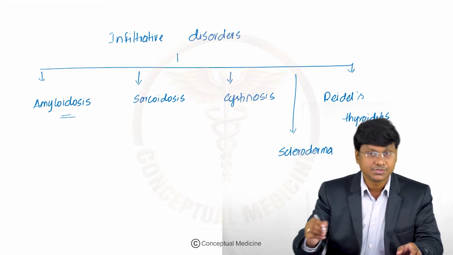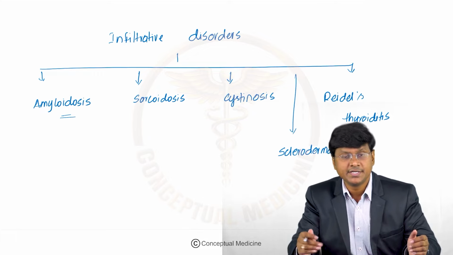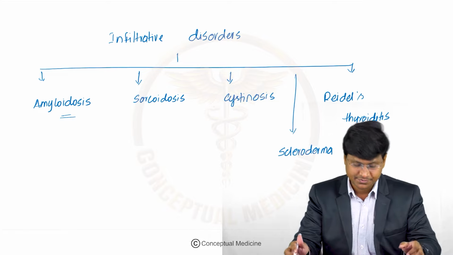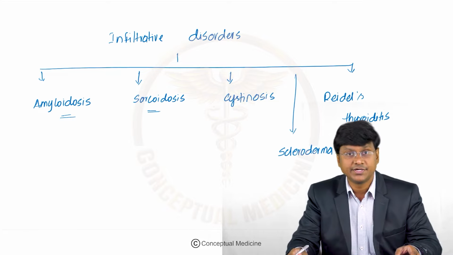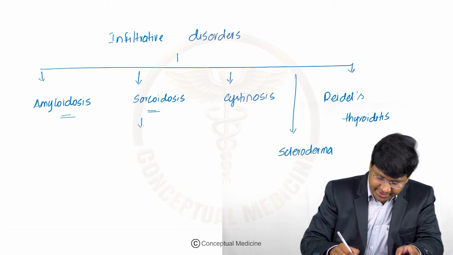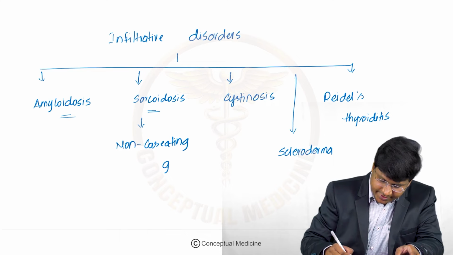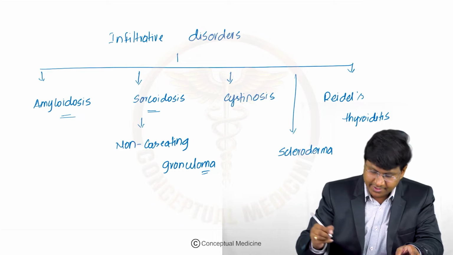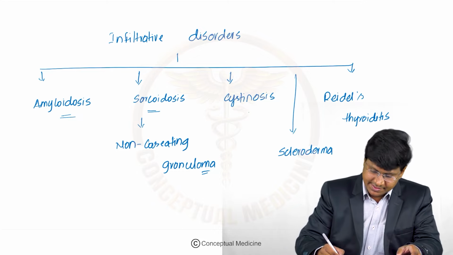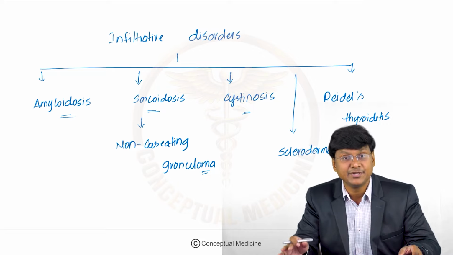Take amyloidosis. In amyloidosis, abnormal proteins get infiltrated into the thyroid gland, and that makes the individual land up in hypothyroidism. Take sarcoidosis. In sarcoidosis, it is the non-caseating granuloma that will get infiltrated into the thyroid gland, and that makes the individual land up in hypothyroidism.